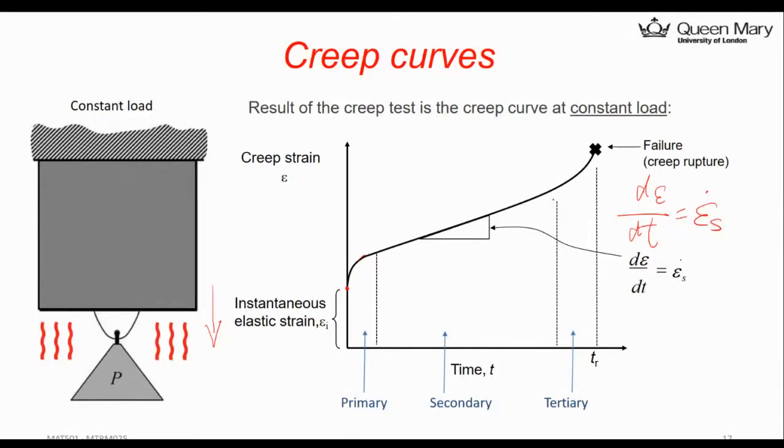And then if you keep the load for a very long time, eventually it will reach this third regime, the tertiary regime, and then it will fail because the material is thinned too much and there's some kind of void that becomes so huge, like a big void, eventually connecting each other and breaking your sample.